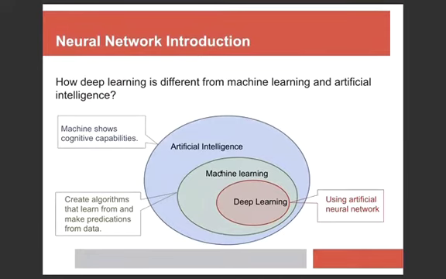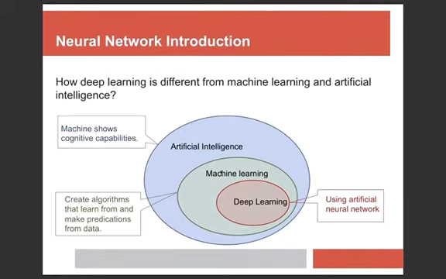These days, when we read the news, we hear a lot about artificial intelligence, machine learning, and deep learning. These three terms are often used interchangeably. But what actually are they, and what are their relationships? Here is a diagram which shows their relation.